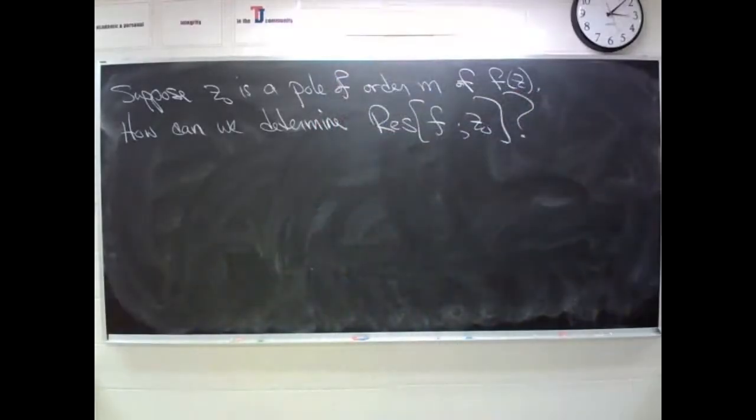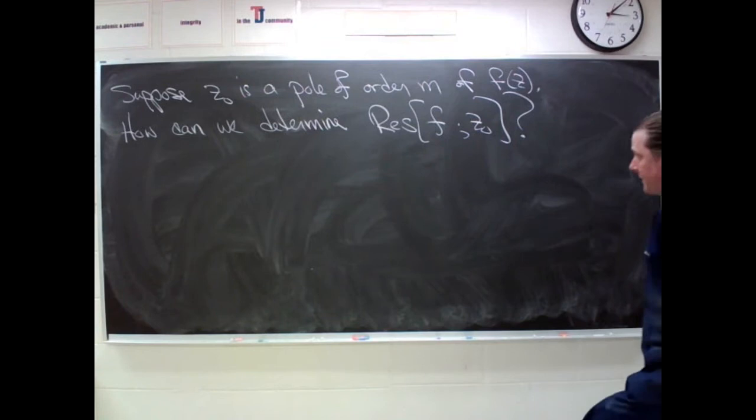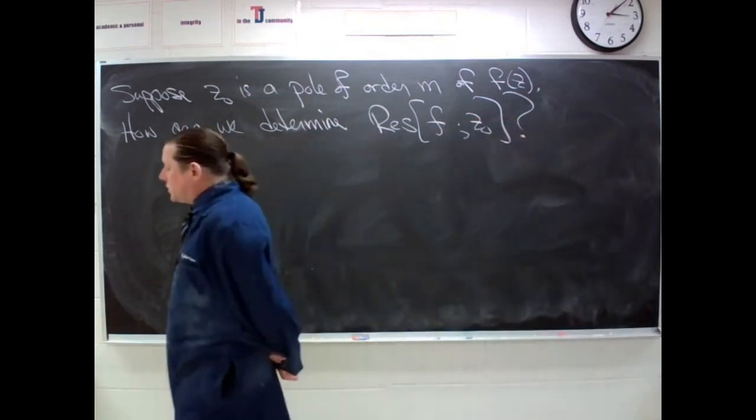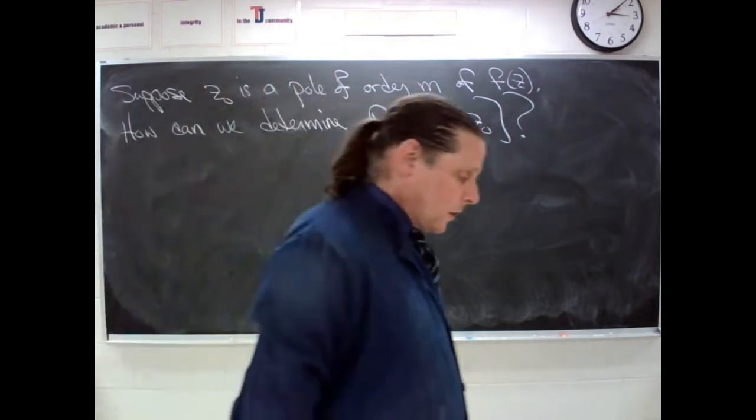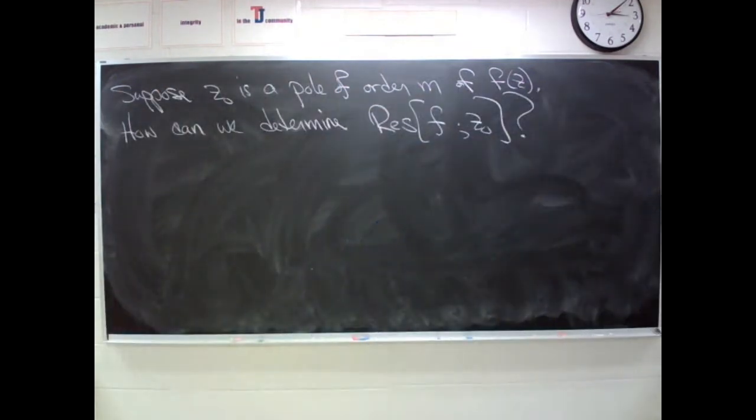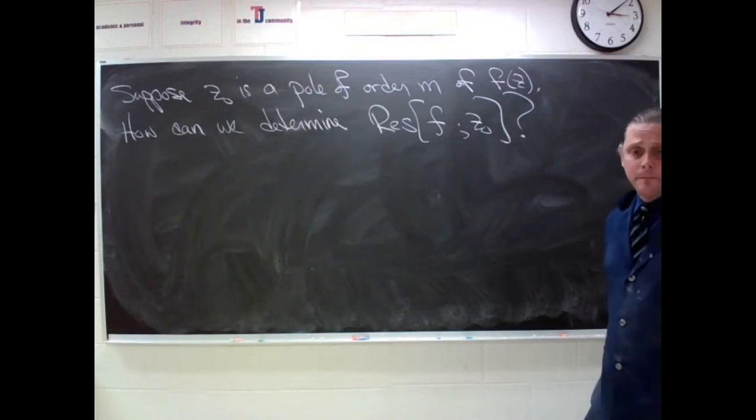Suppose that we know that z naught is a pole of order m of f of z, and we'd like to determine the residue. How can we do that? Well, we've already seen one way to do it involves just looking at the Laurent series.